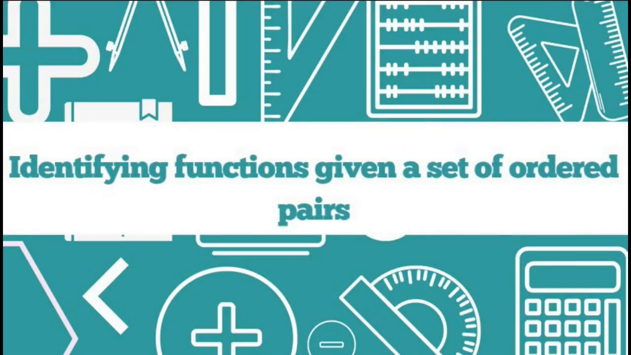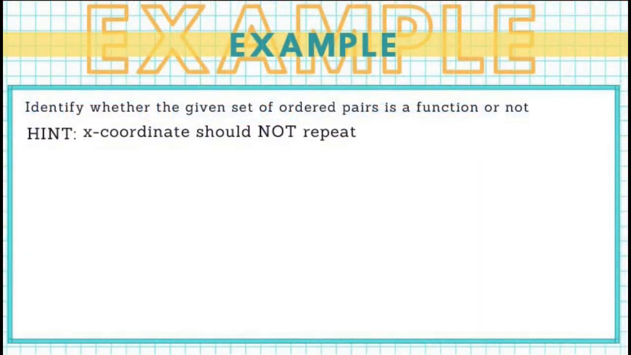Moving on, let's now discuss how to identify functions given a set of ordered pairs. Let's have several examples. Our task is to simply identify whether the given set of ordered pairs is a function or not. So this will be our only hint: the x-coordinate should not repeat. Let's now proceed to example number 1.